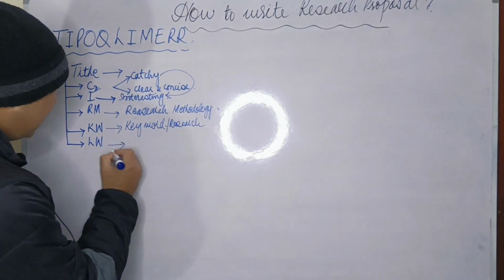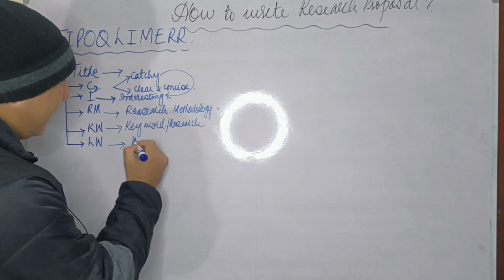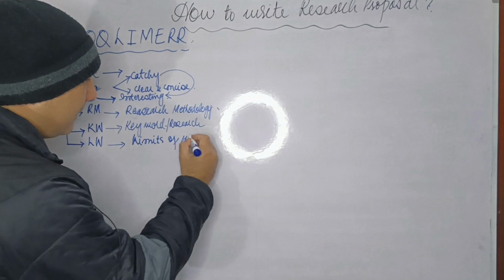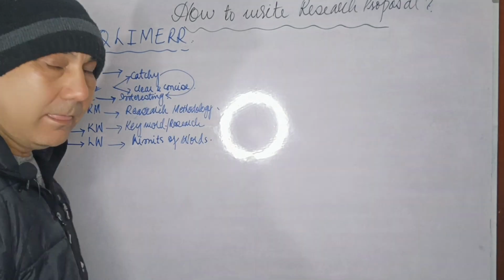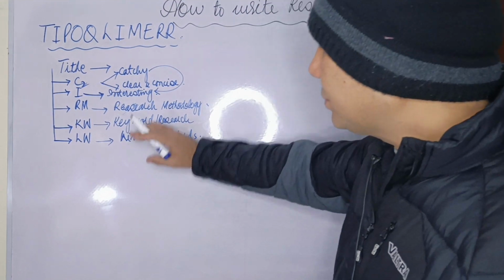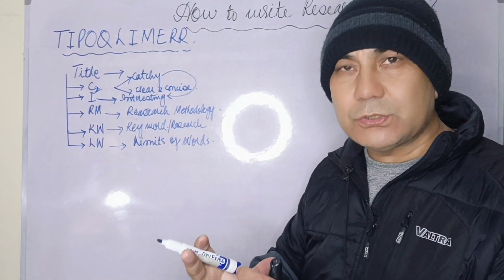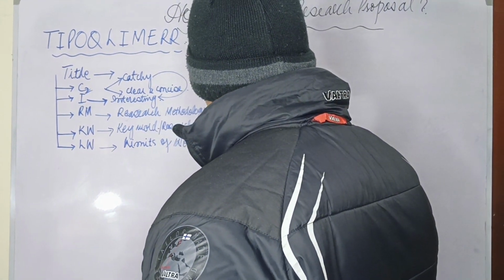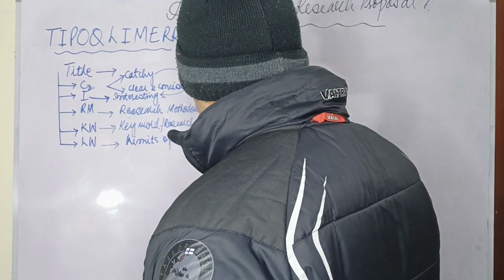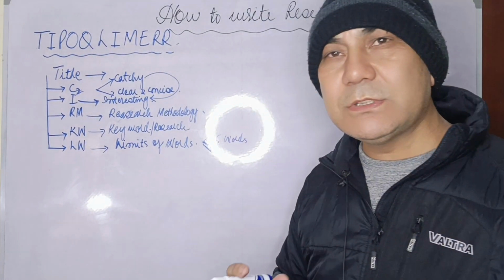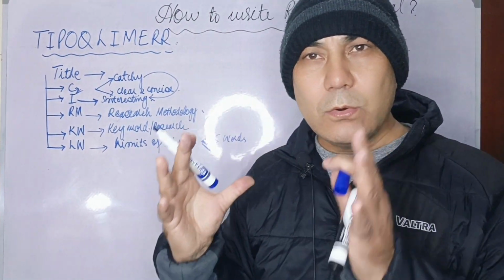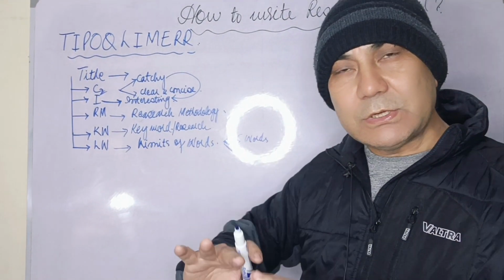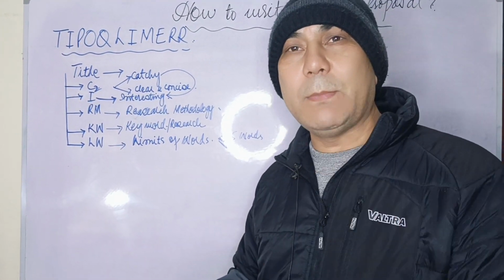Now the last one is the words limit. LD is limits of words. Your title should not be very short, it should not be very lengthy, it should be less than 15 words. Then the title will look appropriate. More than 15 words, it would be very lengthy and look like a paragraph.